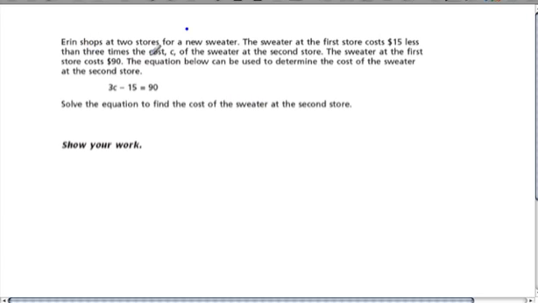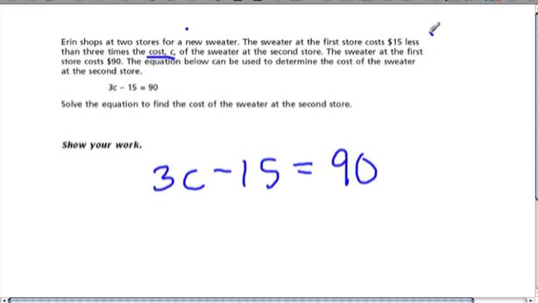They do tell us that C represents cost, and we have that variable right here. We have 3C minus 15 equals 90. So this story matches our equation, and we need to basically solve for C. So what value of C would work to solve this equation?